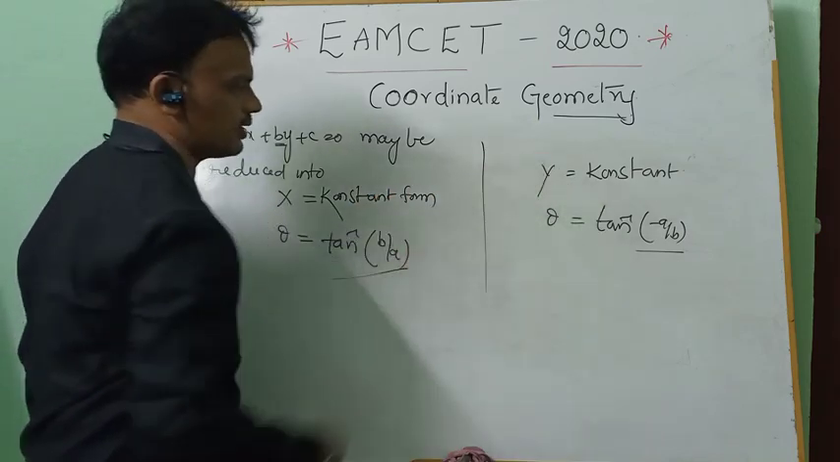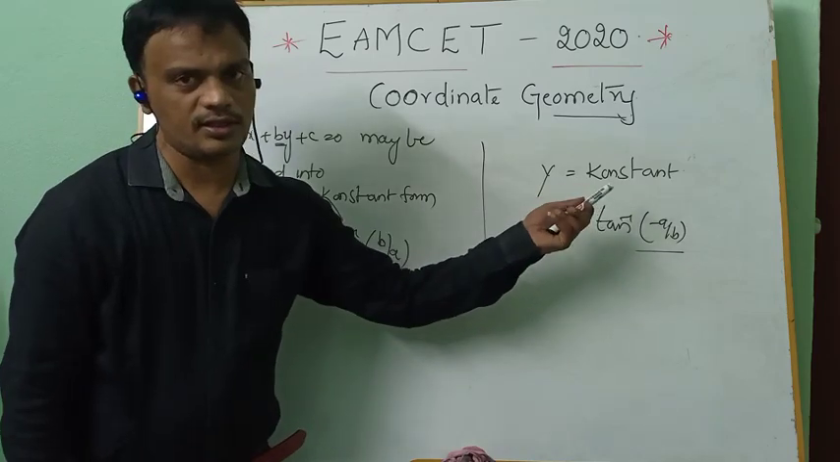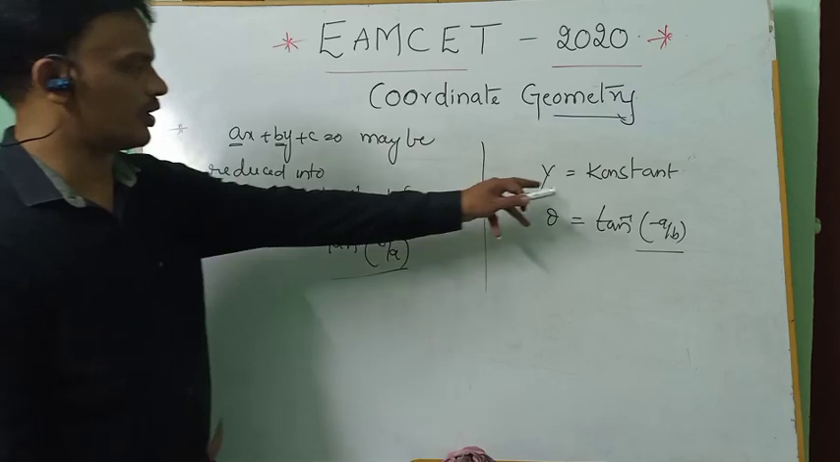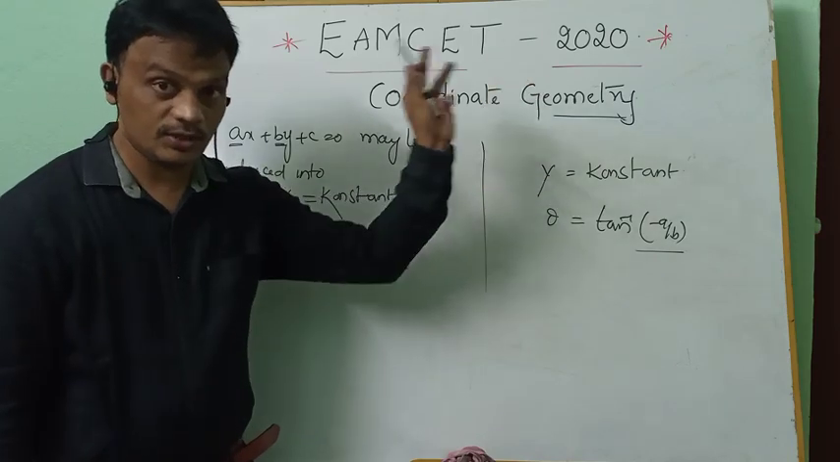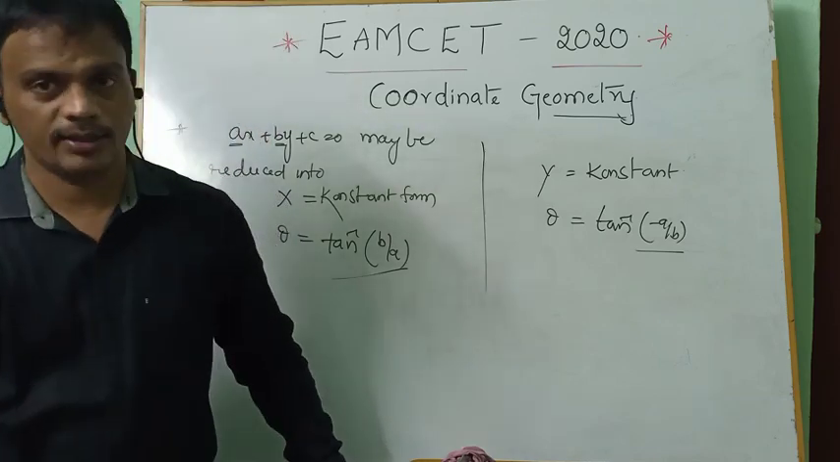Similarly, here the transformed equation is in the form y equals constant. That means there is no x term. Take the coefficient of x equal to 0 in the new system. Then we get theta equal to tan inverse of minus a by b.